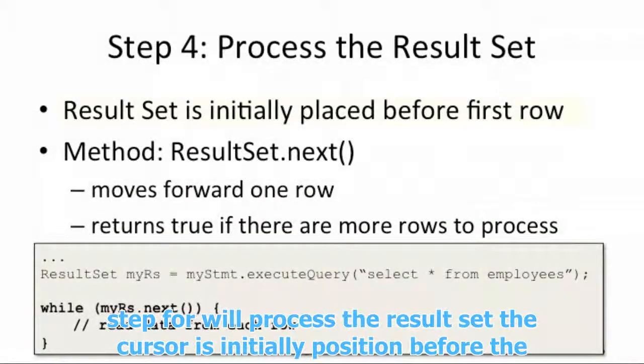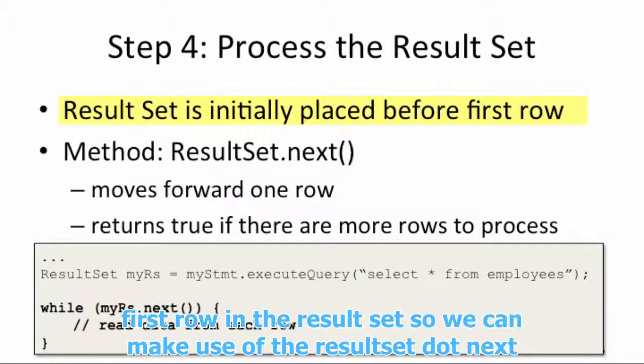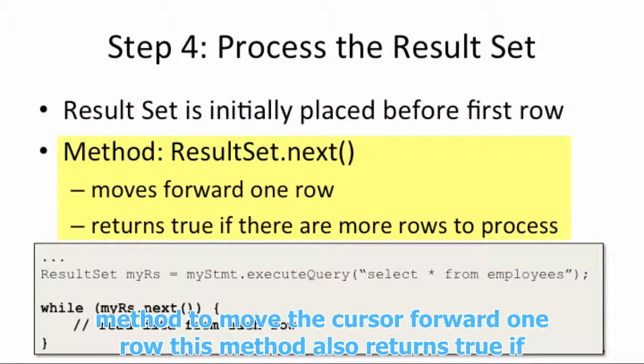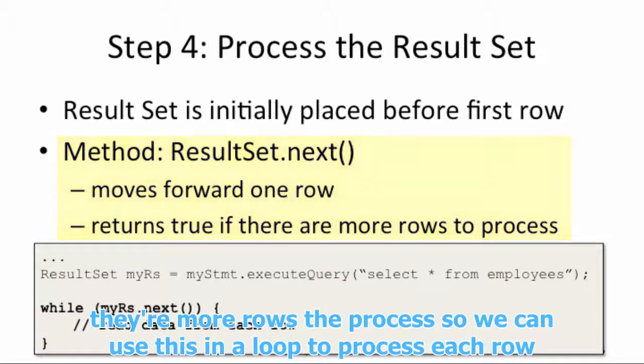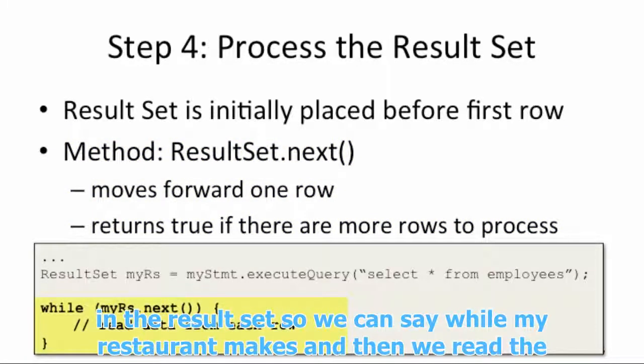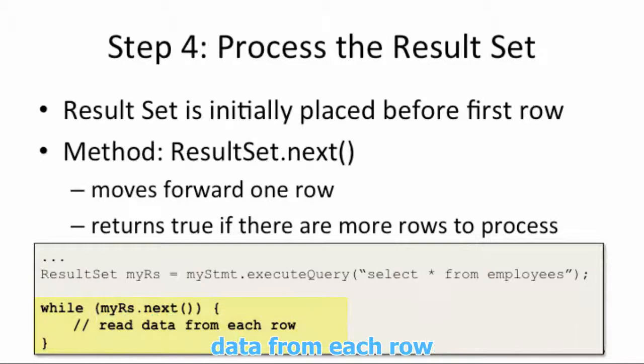For step 4, we'll process the result set. The cursor is initially positioned before the first row in the result set. So we can make use of the resultSet.next method to move the cursor forward one row. This method also returns true if there are more rows to process. So we can use this in a loop to process each row in the result set. So we can say while myrs.next, and then we read the data from each row.